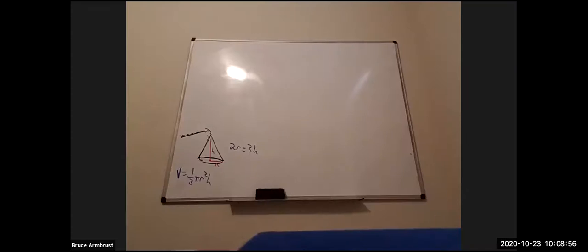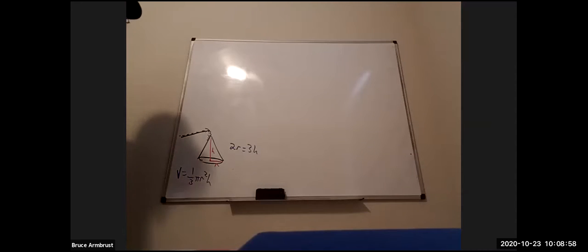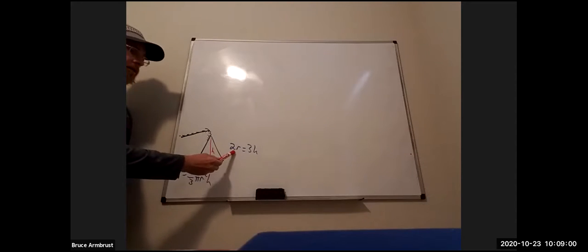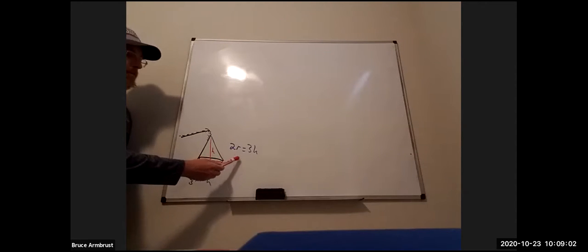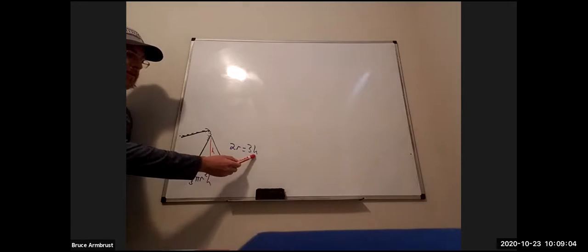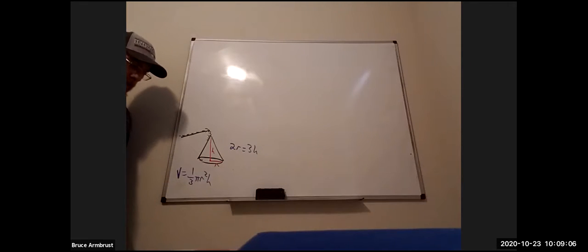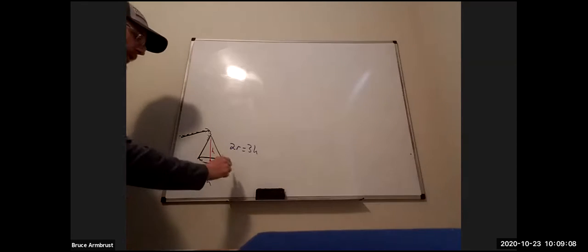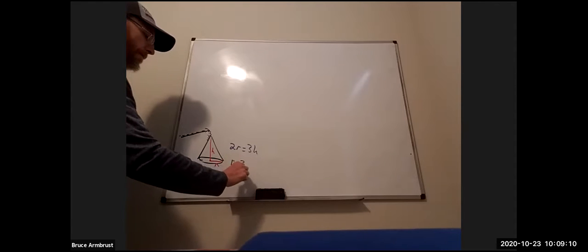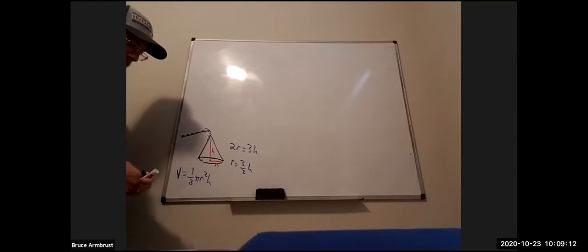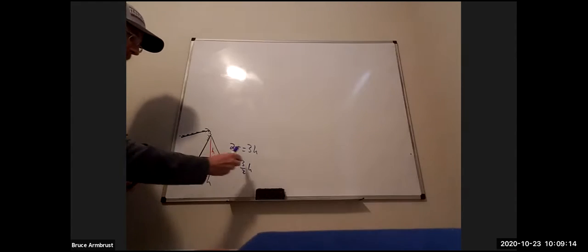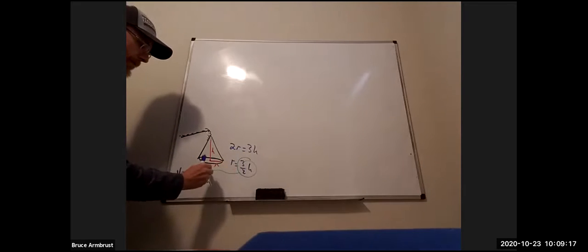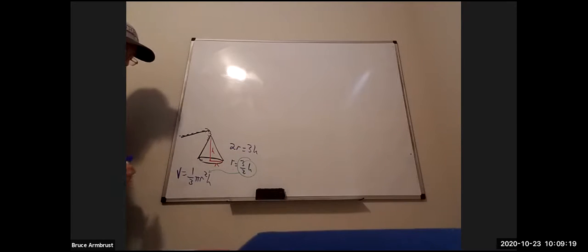Okay, so let's go back to the whiteboard. So we've got 2r, the diameter, is approximately equal to 3 times the altitude, 3 times h. So what we can do is actually solve this for r. So r is 3 halves h. And we can replace that in here. So let me do that.